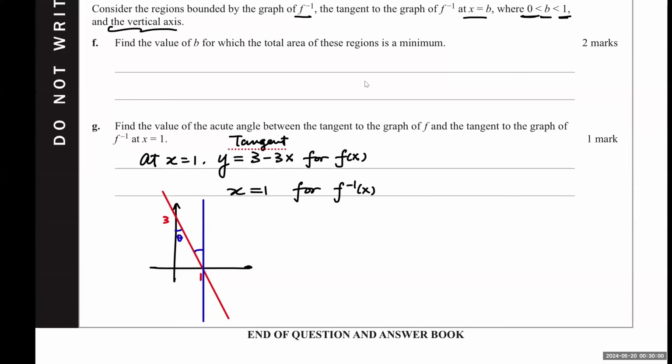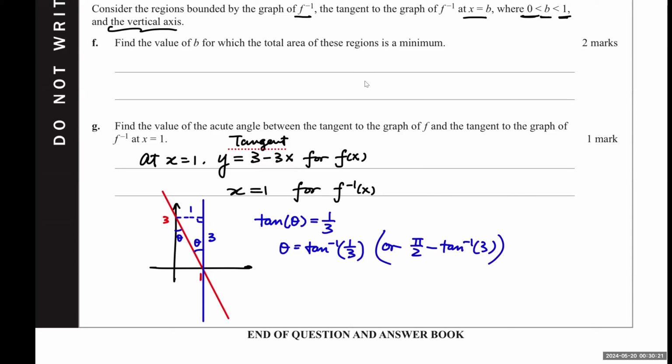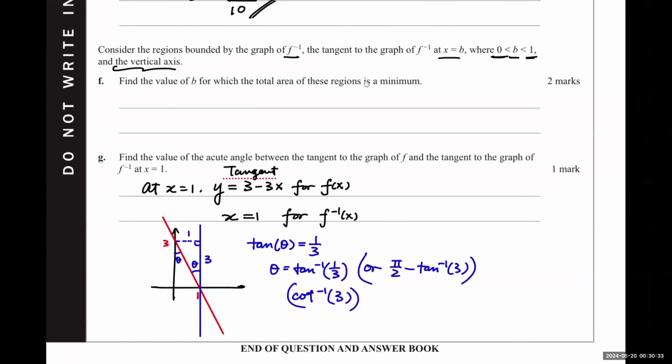You can use the alternate angle theorem, or just construct another right-angled triangle. This is 1, this is 3. So the angle between the 2 straight lines is tan theta equals 1/3. So theta equals tan inverse 1/3, or half pi minus tan inverse 3, or other equivalent expressions. I know there are other equivalent expressions, such as cot inverse of 3, but this is very rare to see. Cot inverse is none of our business in Math Methods.